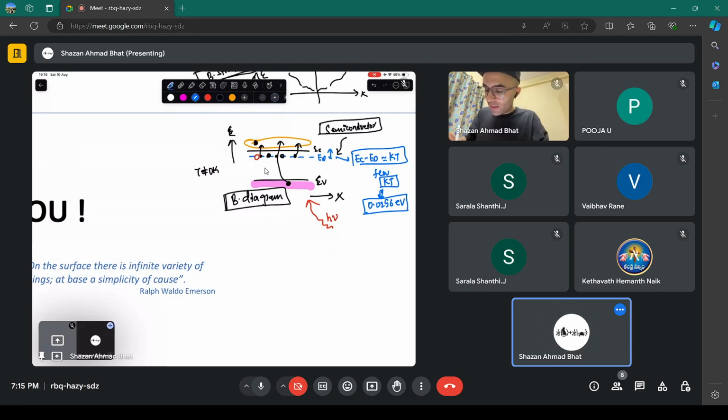Now these are electrostatically attractive towards each other because of the opposite charges. Electrostatic Coulomb attraction is there. So this whole entity behaves as a single entity, not as two charges. So this is something called an exciton.